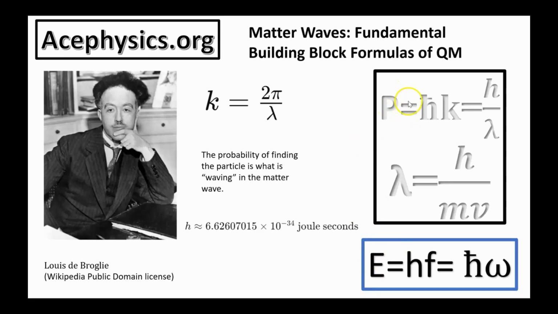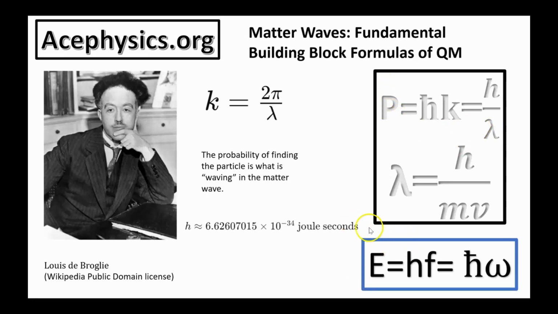If a particle has some momentum p, the momentum is equal to h bar k and it's equal to h over lambda. And that says that the wavelength of a matter wave is equal to h over p, or h over mv. If the wavelength is large, the momentum is small. If the wavelength is small, the momentum gets bigger.